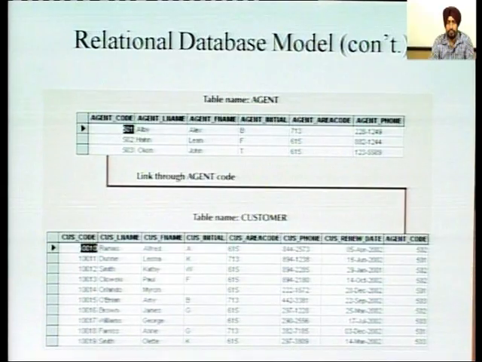This is an example of the relational database model. In a table named agent, there are six attributes. The first attribute is agent code, then agent last name, agent first name, agent area code, and agent phone number. This is all the information about the agent.